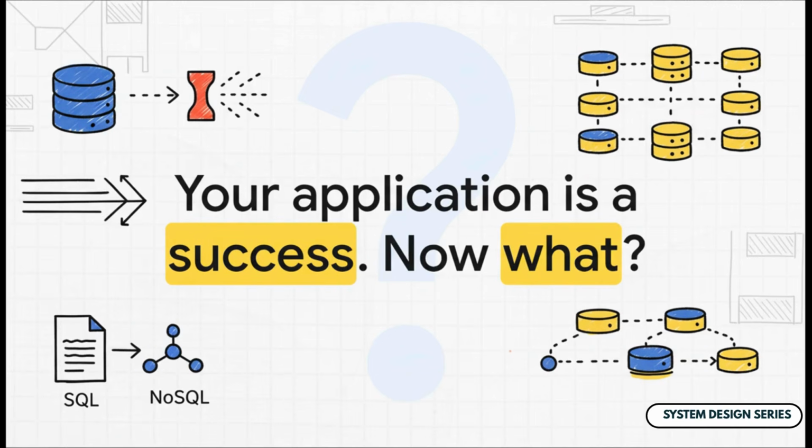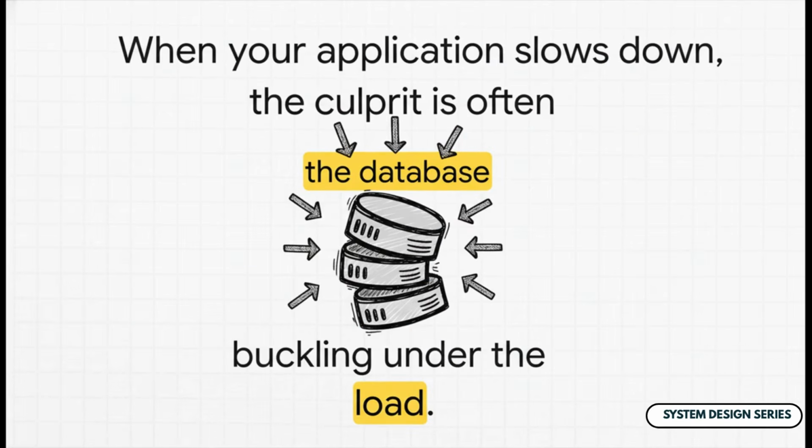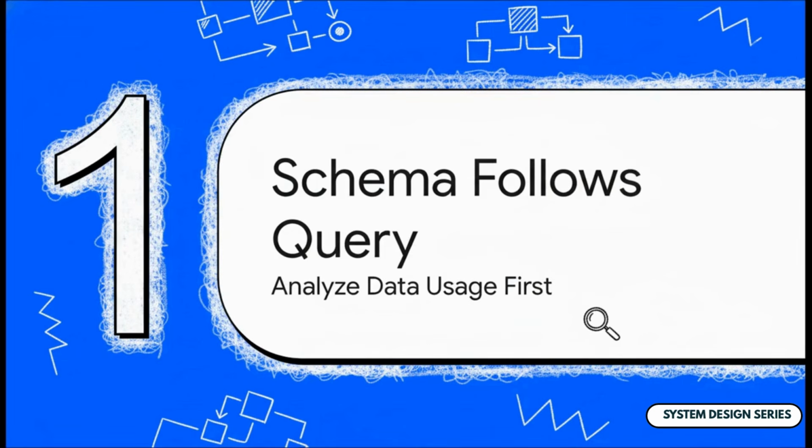So, now what? So you start digging, right? You're trying to find the source of this slowdown. And almost every single time, all fingers point to one culprit, the database. It's just buckling under the load. And let me tell you, the decisions you make right here, right now, they're absolutely critical. They're what will decide if your app can handle the big leagues or if it just grinds to a complete halt.